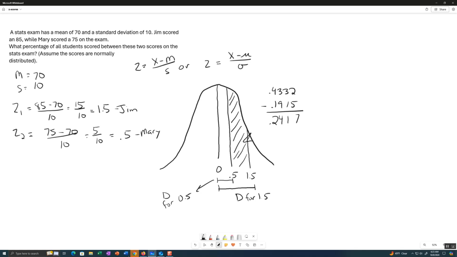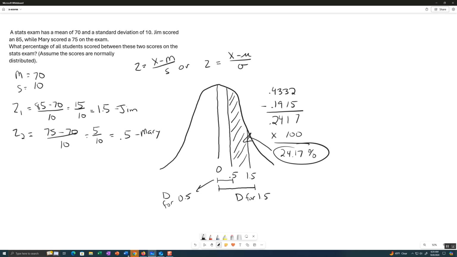So we want to convert this to a percentage. This is a probability or an area, depending on how you're looking at it. To convert to a percentage, multiply by 100. 24.17%. So that shaded area here is 24.17%. That is the percentage of scores between Jim and Mary on the exam. So the bigger D piece minus the smaller D piece.